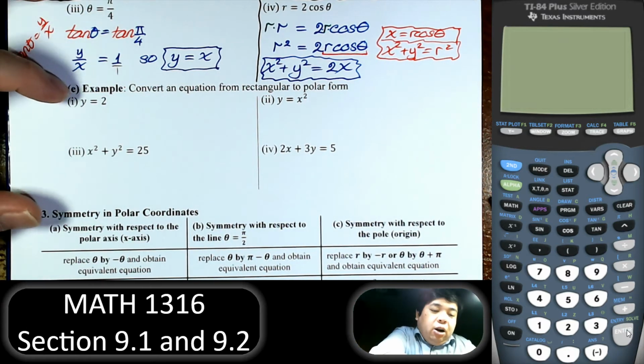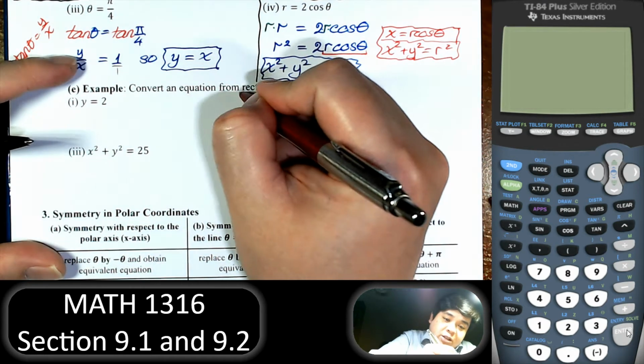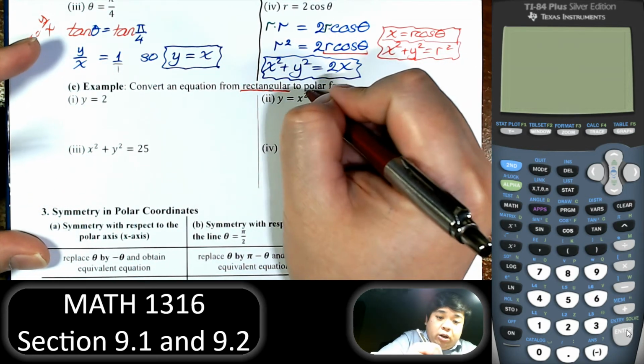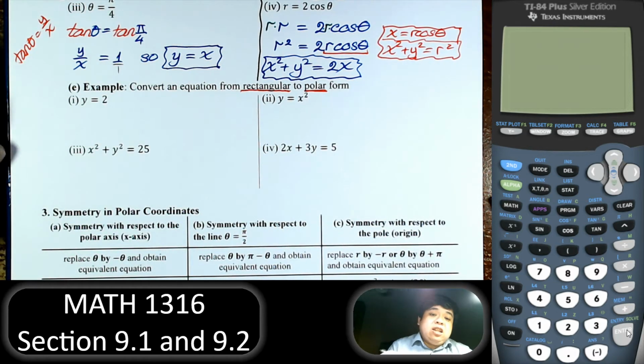Next, convert an equation from rectangular to polar. So now what we have is rectangular, meaning we have x and y. Now we convert in terms of polar. That's actually even easier, because there are only two formulas. x is equal to r cosine theta and y equal to r sine theta.